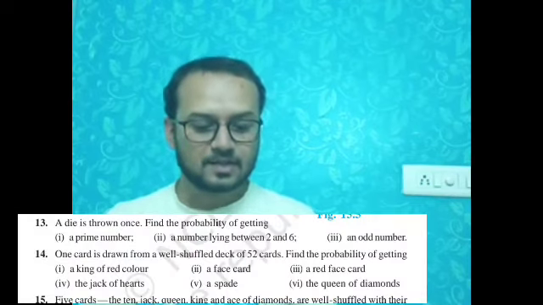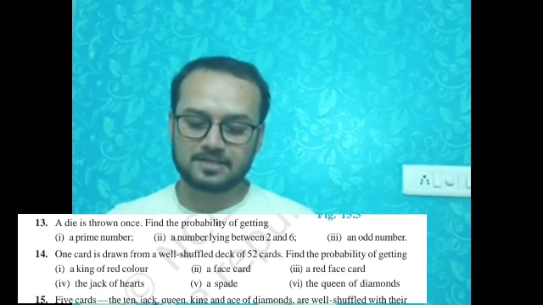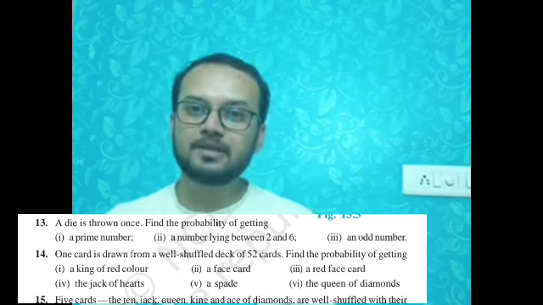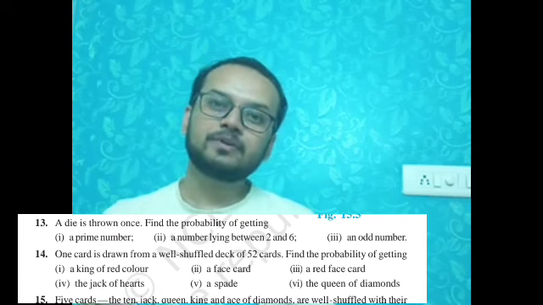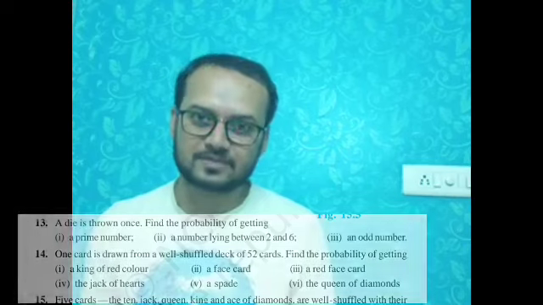Let's move on to the next question. The next question is about playing cards. Question number 14. One card is drawn from a well shuffled deck of 52 cards. Find the probability of getting. Before we move on to the questions, let us first of all get some information about the playing cards.